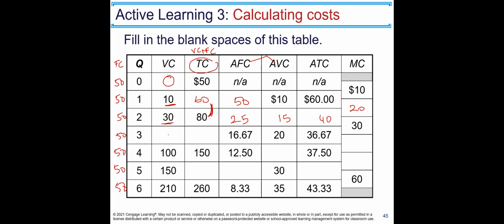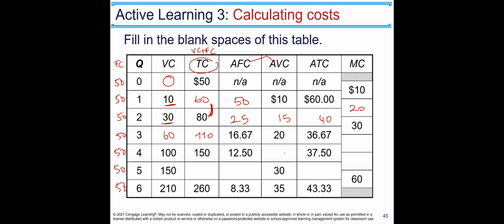Here it is asking about VC. And we know that AVC is 20. So if you multiply 20 by 3, you will find the total variable cost. Each unit you pay $20 in terms of variable cost. For 3 units, it is 60. Total cost is 60 plus 50, which is 110.